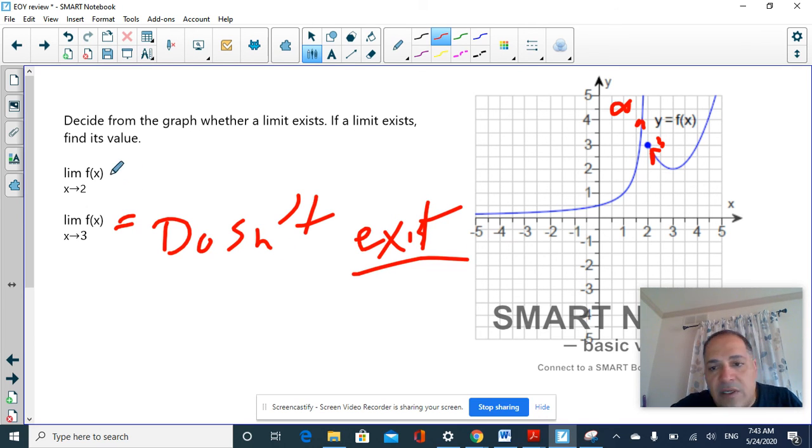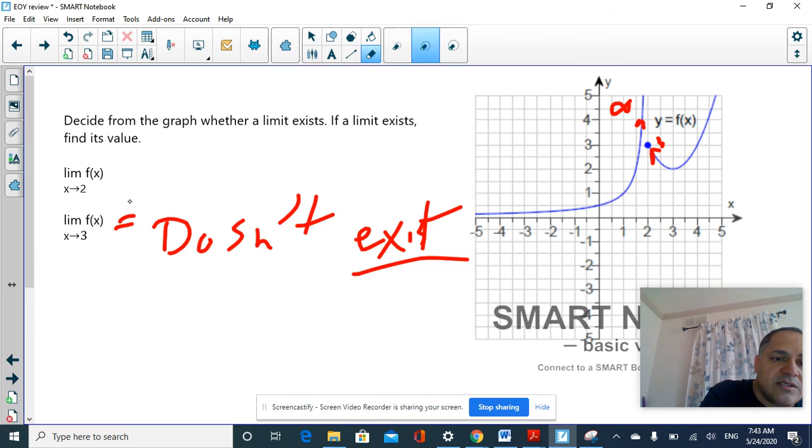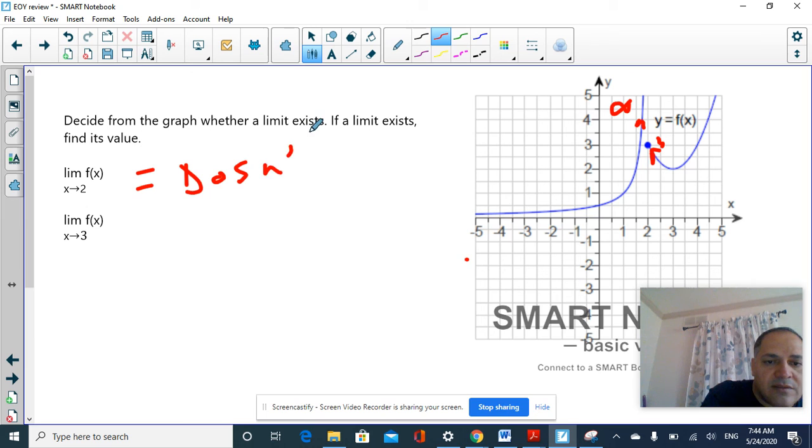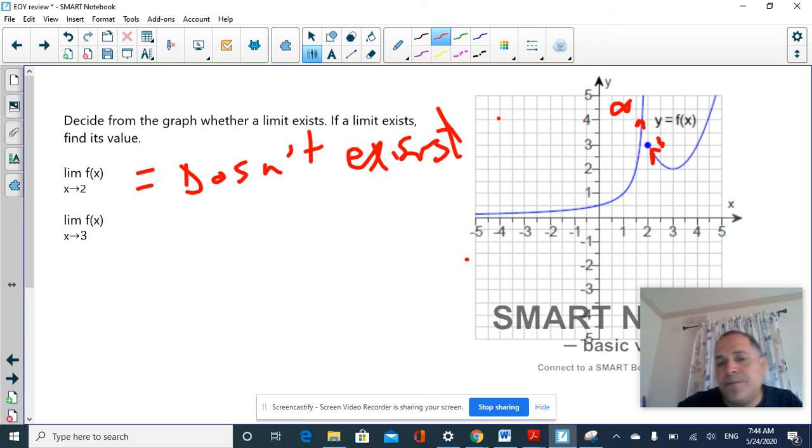So now I found the limit at 2, sorry. This is for 2, I'm sorry. This is when the function approaches 2. So it's what? Doesn't exist. Okay? What next?